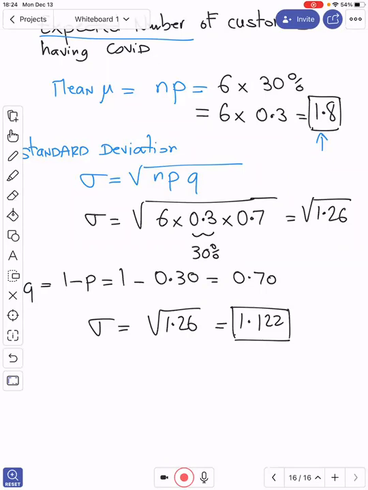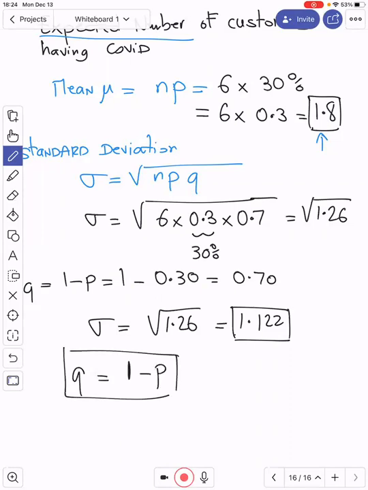Any question about the binomial distribution? Yes, Juliana. Q is always 1 minus P. It's not 1. Q is always 1 minus P.